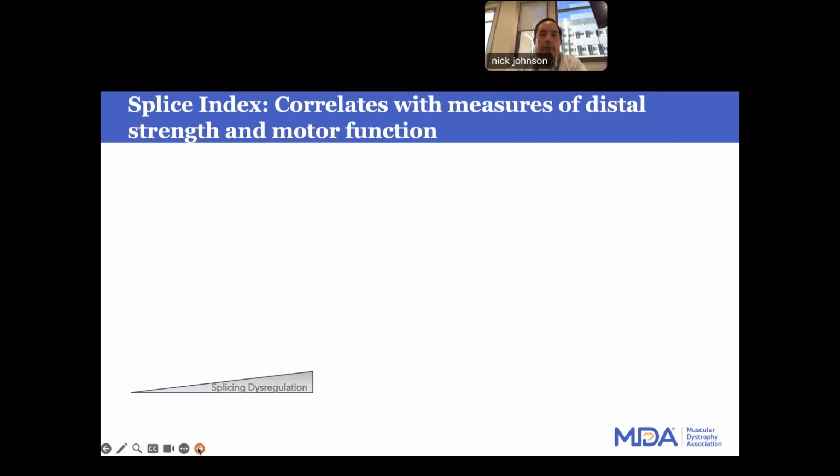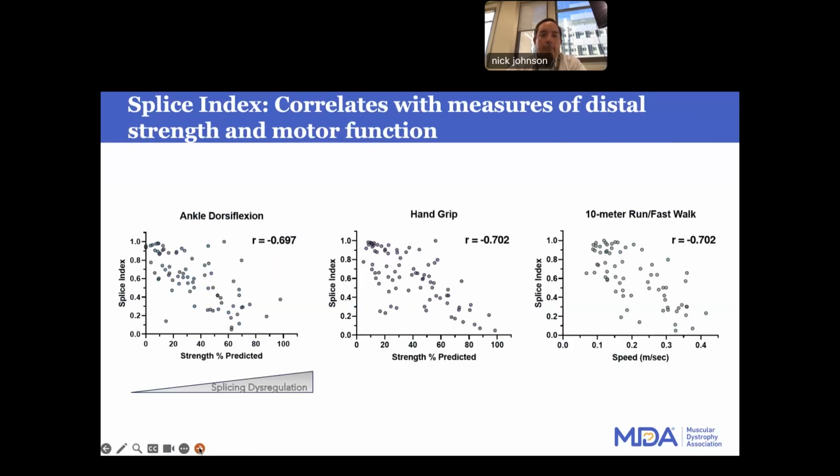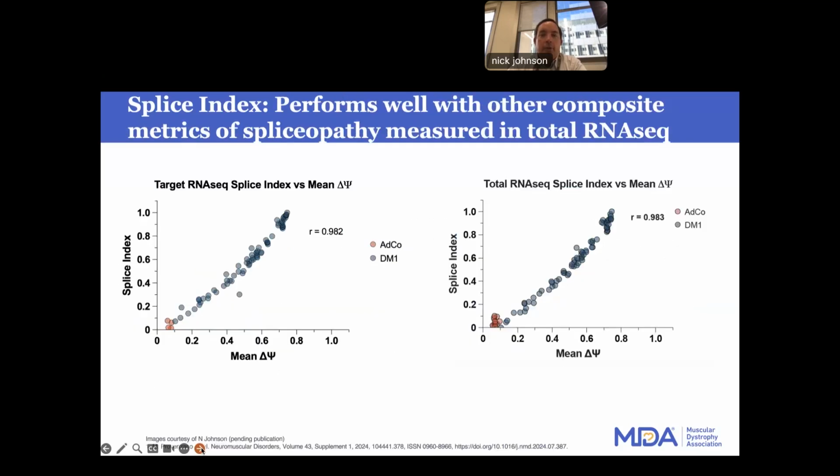Okay, well, how does this 22 event panel do when comparing to motor function? And so you can see there's actually a pretty strong correlation looking at either ankle dorsiflexion, hand grip strength, or the 10-meter walk run, where the splice index here is more impaired, and then here it's better off, and you can actually see again that it does a nice job of correlating with physical function.